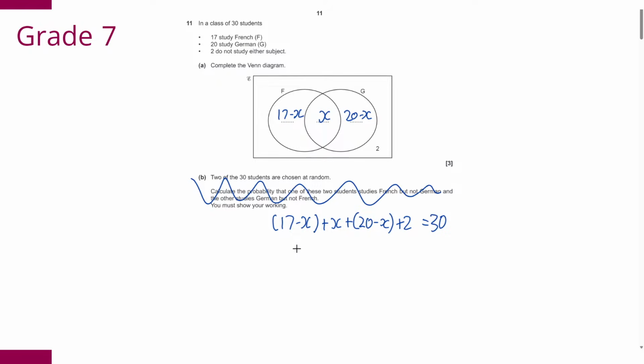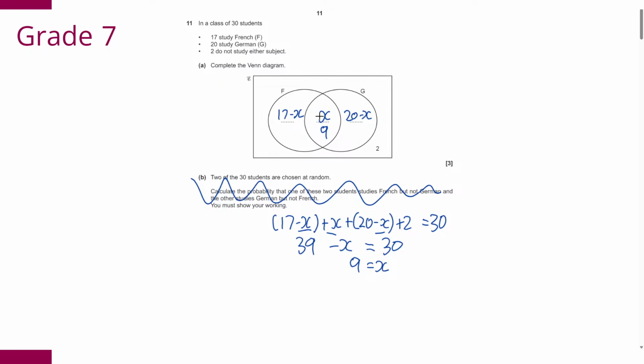And then we've got, again, I'll use my calculator. Got a calculator, might as well use it. 17 plus 20 plus 2 is 39. And so we've got 39. We've got minus x plus x, which is 0 minus x. So it'd be minus x equals 30. Add x both sides, take away 30 both sides. X is 9. So we now have worked out that x is 9.